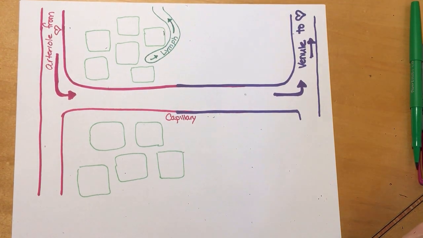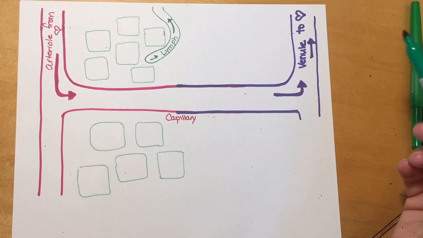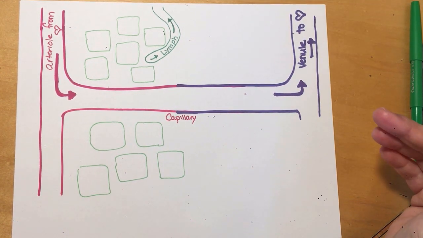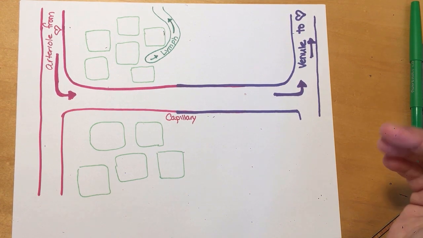Hey everybody, today we're going to be talking about capillary exchange. Capillary exchange is just a fancy way of saying getting stuff out of the blood and getting stuff back into the blood. So we know that the blood carries oxygen and CO2 and it carries nutrients and all the things that we're interested in getting to our cells. So how do we get it out of the blood and to our cells? That happens in a place called the capillaries.